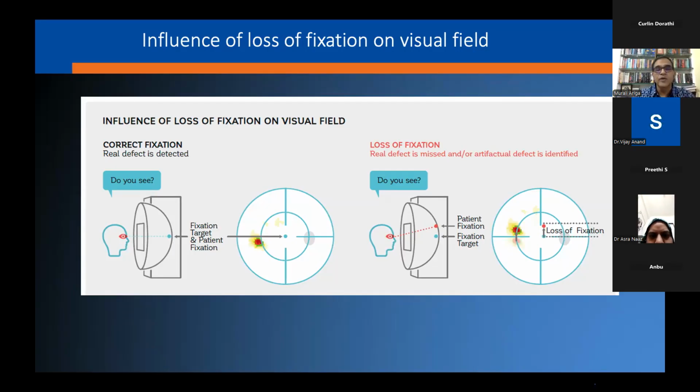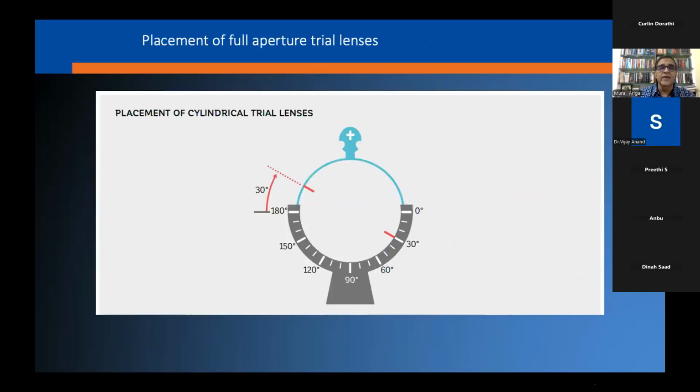Sometimes they don't respond to dim stimuli. They think only the bright ones need a response. So dim stimuli also they have to respond to. As they press the button, they have to blink. Unless they blink, fatigue, tiredness and a burning sensation come in. So it's very important to instruct the patient about fixation, about blinking, and about doing the test in a relaxed manner. And also, for the trial, the full aperture lenses have to be placed for refraction.